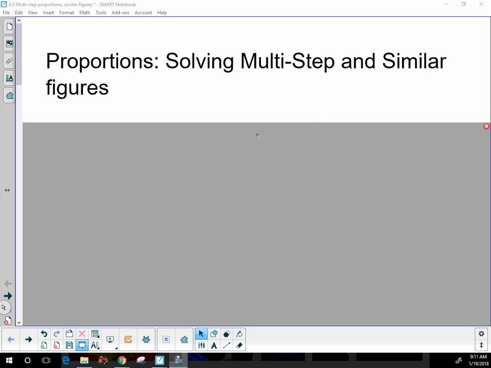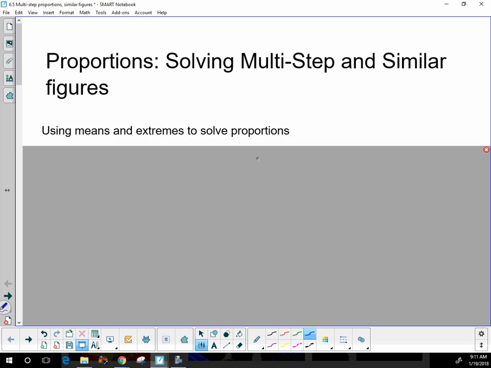This lesson is obviously on proportions, multi-step, and solving similar figures. You are expected to take notes, so if you don't have your materials handy, pause the video and get those out now. Okay, I'm going to go through this rather quickly. If at any time I'm going too fast for you, please remember you can always pause this video to take notes or go back.